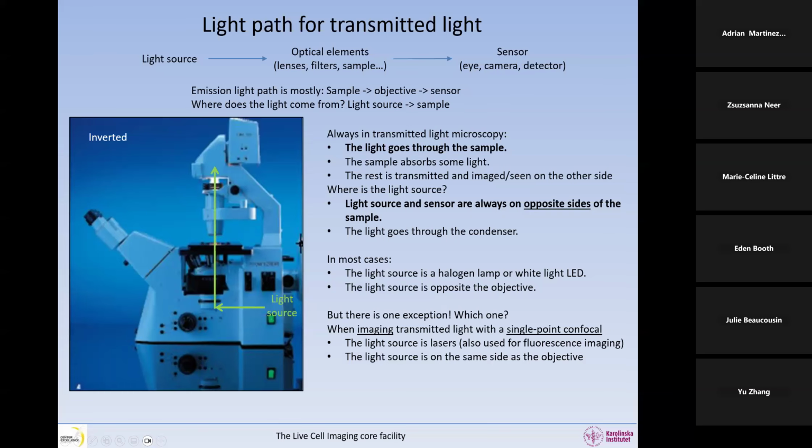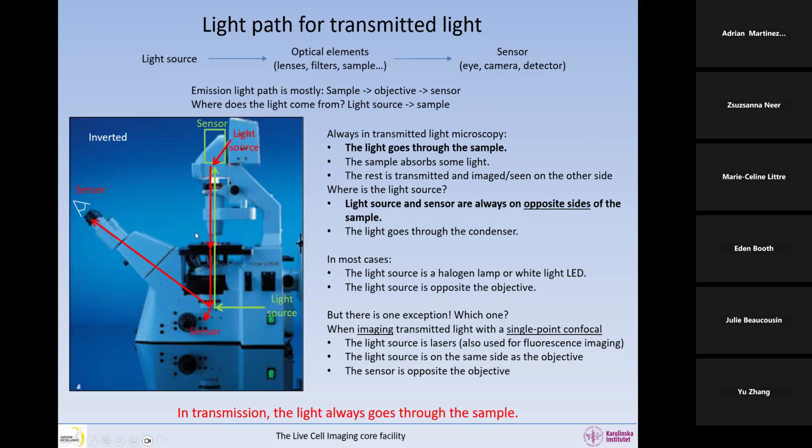And because we're transmitting light, we have to add an extra sensor here to be able to collect the light that has gone through the sample. Okay, so this is the way it works for imaging on a single point confocal when you image transmitted light. But anyway, when we image transmitted light, the light always goes through the sample. That's the principle. So here you have the two light paths that are aligned. The one where we are looking at fluorescence, or we're looking with a camera here. And then when we are imaging on a single point confocal, it's the opposite. We have the light source here and the sensor here.